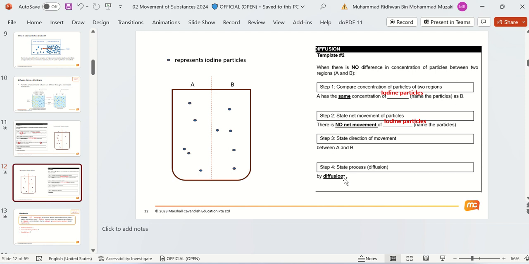So make it a habit to first compare the concentration between two compartments. Next step, state the net movement of the particles, in which direction it will occur. And lastly, state the process.